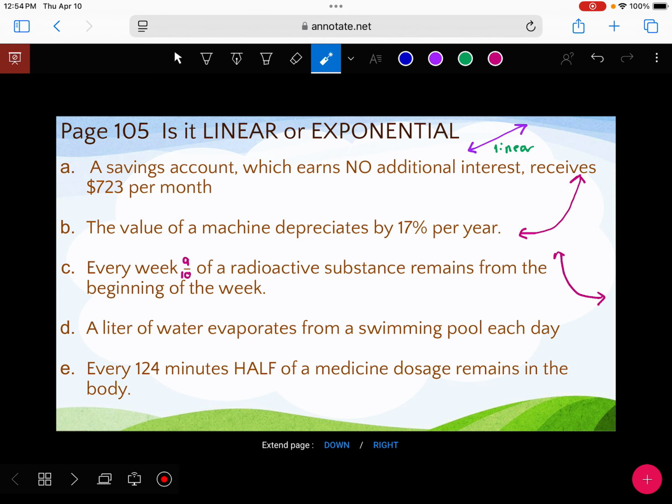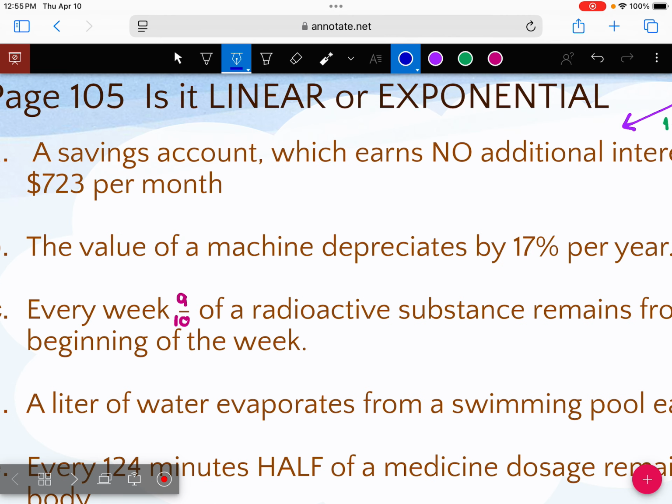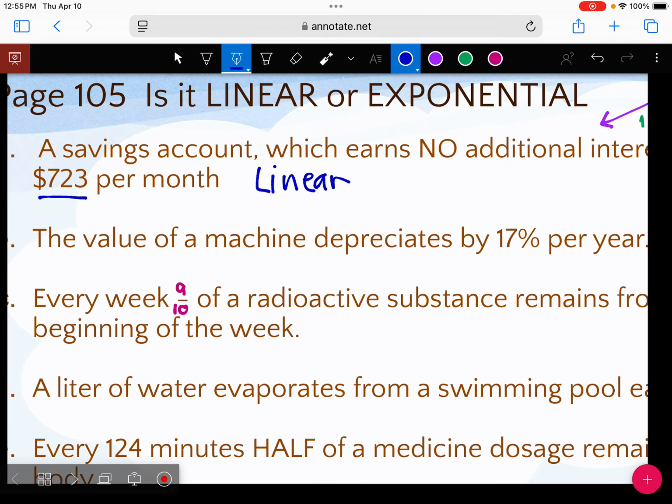So let's take a look at these. If we have a savings account that doesn't earn any interest, but it gets $723 per month, every month it gets $723. What do we think that might be? Linear. It's going up by the same amount each month. The same chunk is added each time. So this one's going to be linear. Our rate of change is constant. It doesn't change.